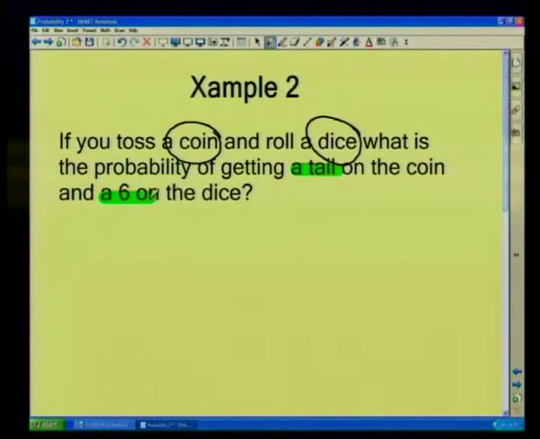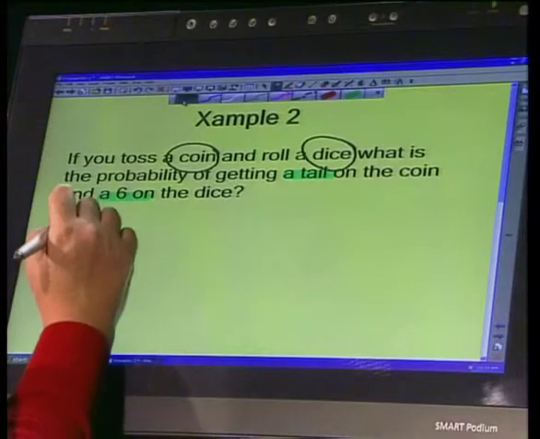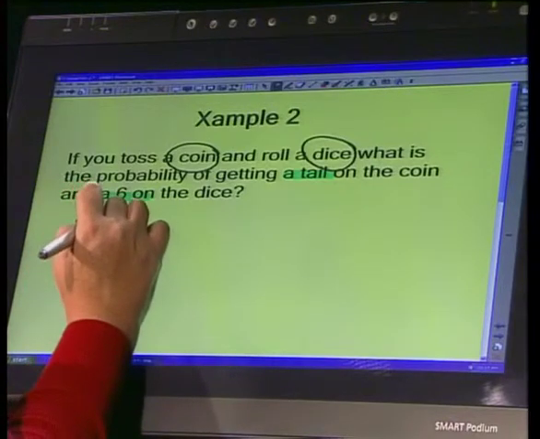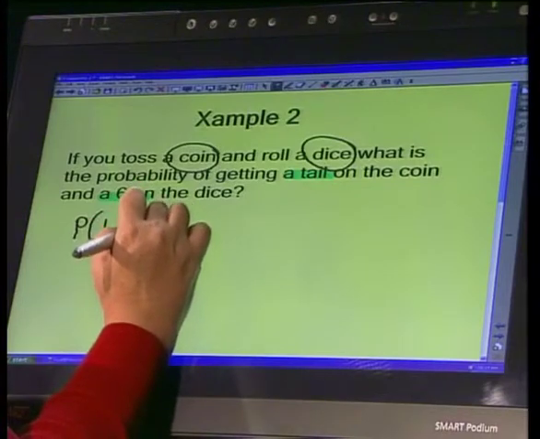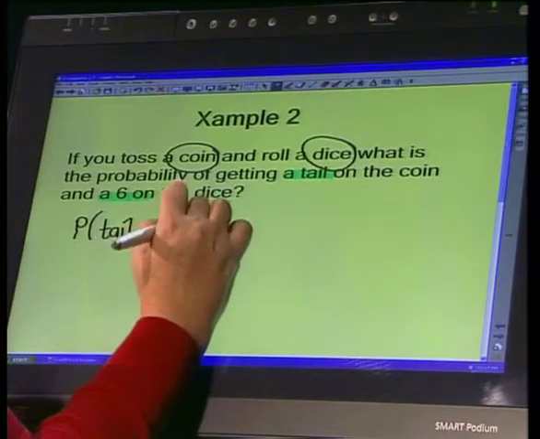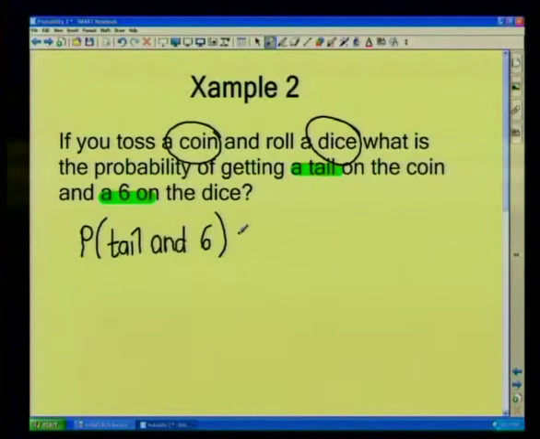Okay, so let's write it out as we would in our exam papers. What is the probability of a tail and a 6? As our little formula showed us, we need to find out the probability of getting a tail times the probability of getting a 6.